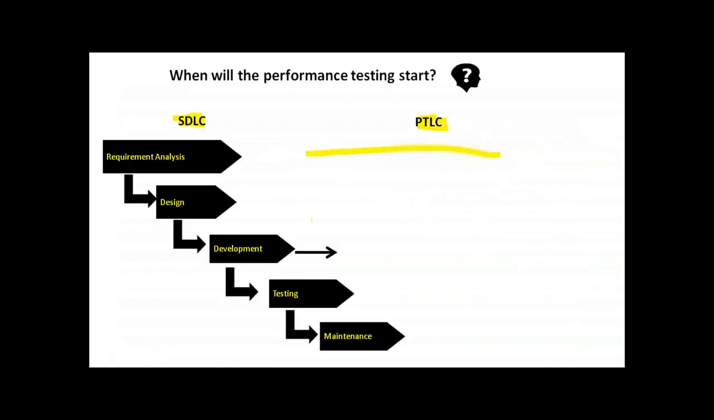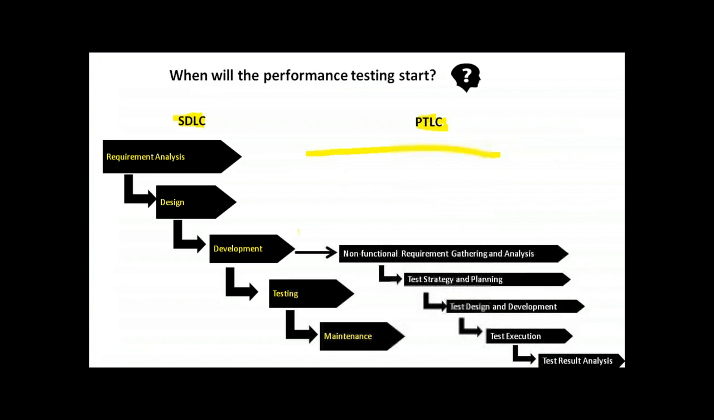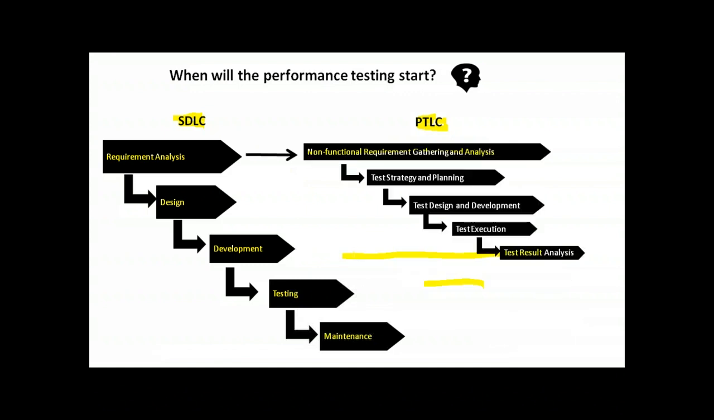But for my project, this is what it was. Once the development was done, or while the development was in progress, this is when we started the performance testing lifecycle. This is when the non-functional requirement gathering started, then test strategy, design, development, execution. So for me, this is how it started, but ideally this is what should happen.